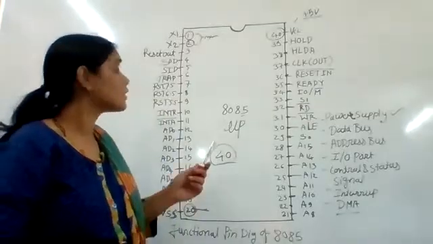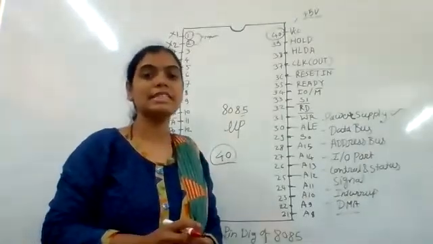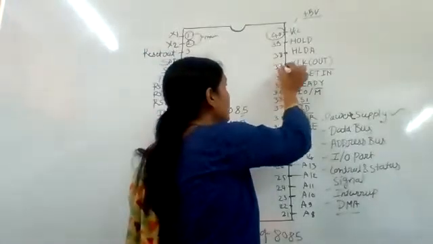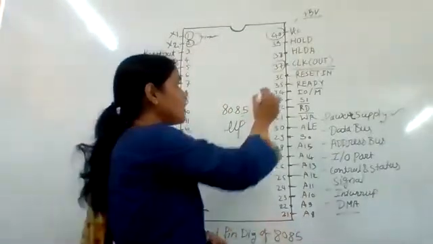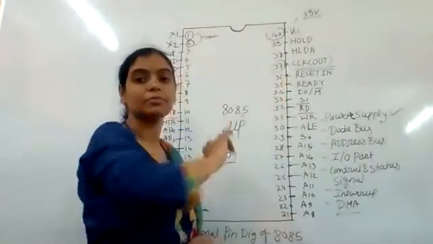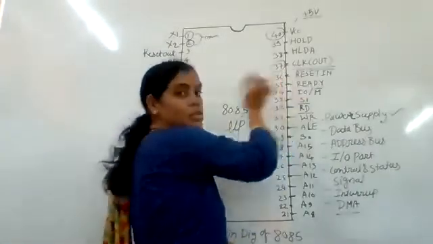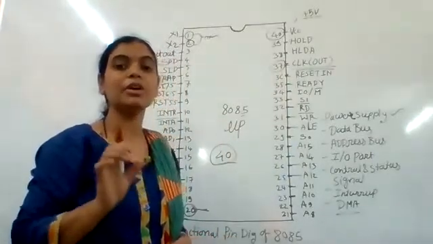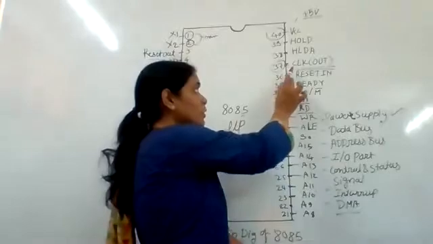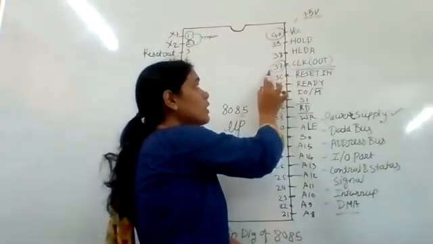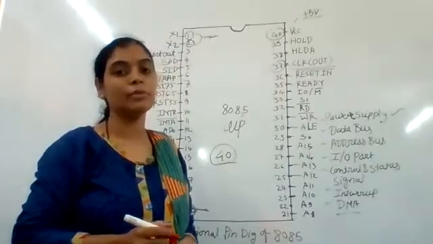Now the next pin, power supply and control signals. There is clock CLK out, pin number 37 of the 8085 IC, and it acts as a system clock that keeps a record of the time duration taken by each operation to get completed. This pin, CLK out, pin number 37, acts as a system clock.